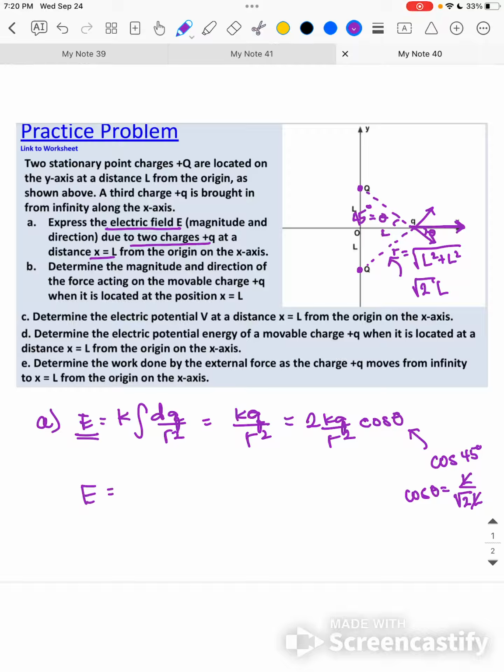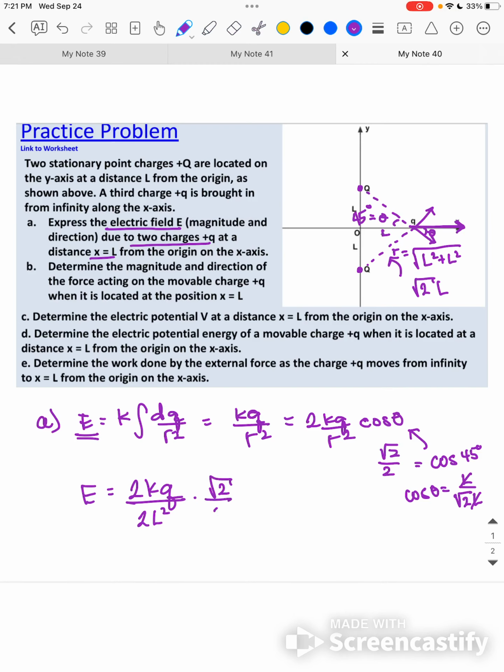I'm going to take the electric field is equal to 2kq. My r squared is 2L squared, because it's root 2 L quantity squared. And then my cosine of 45, which I don't know off the top of my head, I think it's root 2 over 2. Let me just quickly check my equation sheet. Yep, cosine 45 is root 2 over 2.